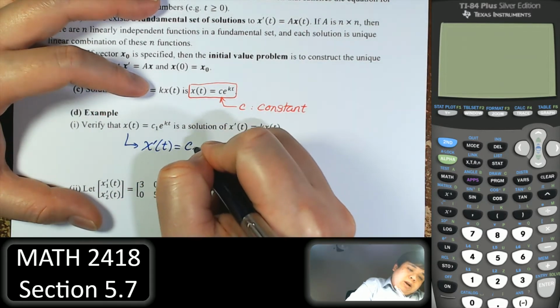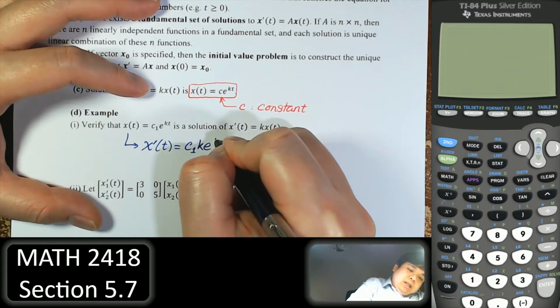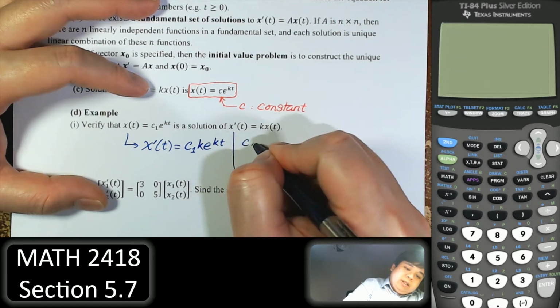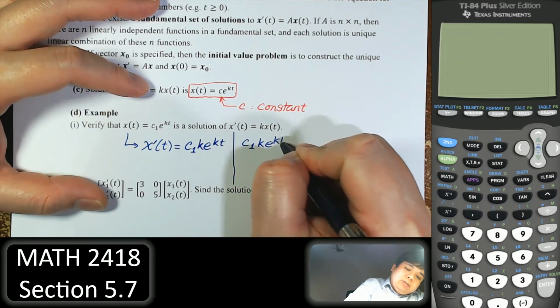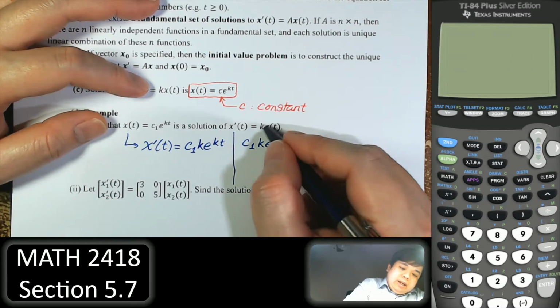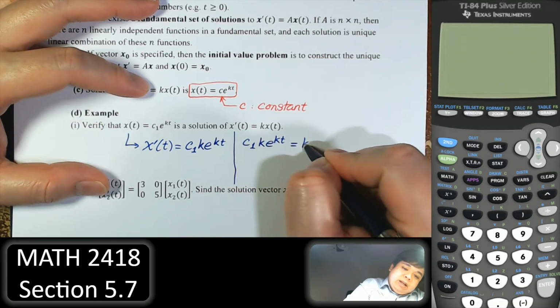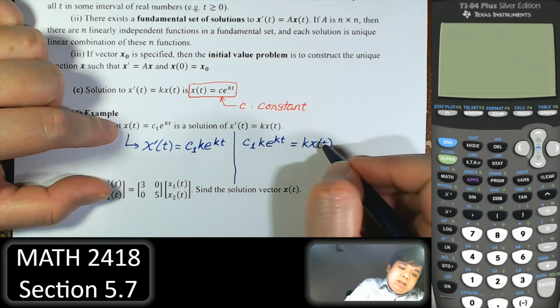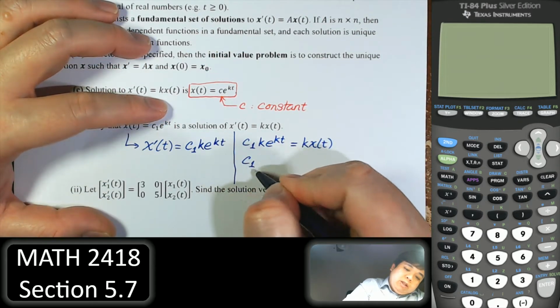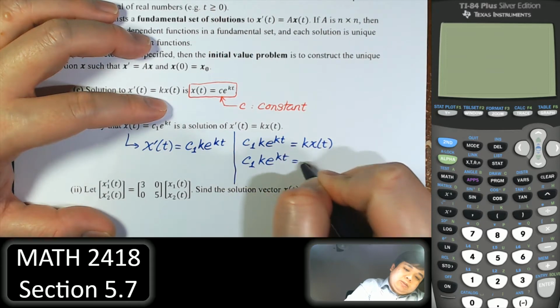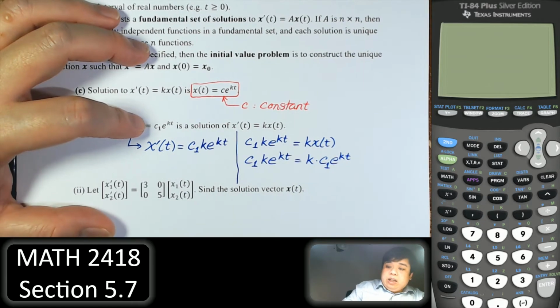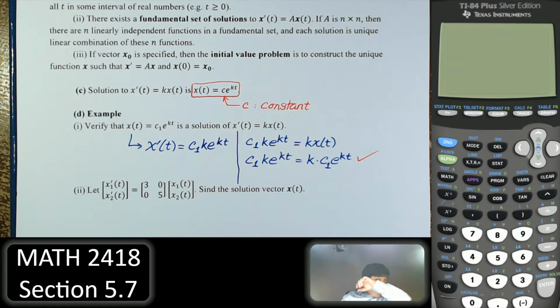So that gives us c1 k e to the kt for the derivative. Then on the right hand side we have k times x of t, and x of t is c1 e to the kt, so we have c1 e to the kt times k. Now both sides are equal, so that checks. So the solution, if we just have one equation, is simple.